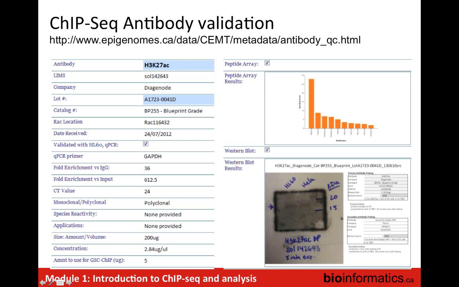So arguably, if you're working with H3K27 acetylation, please be very careful in the antibody that you choose and ensure that you validate it appropriately.